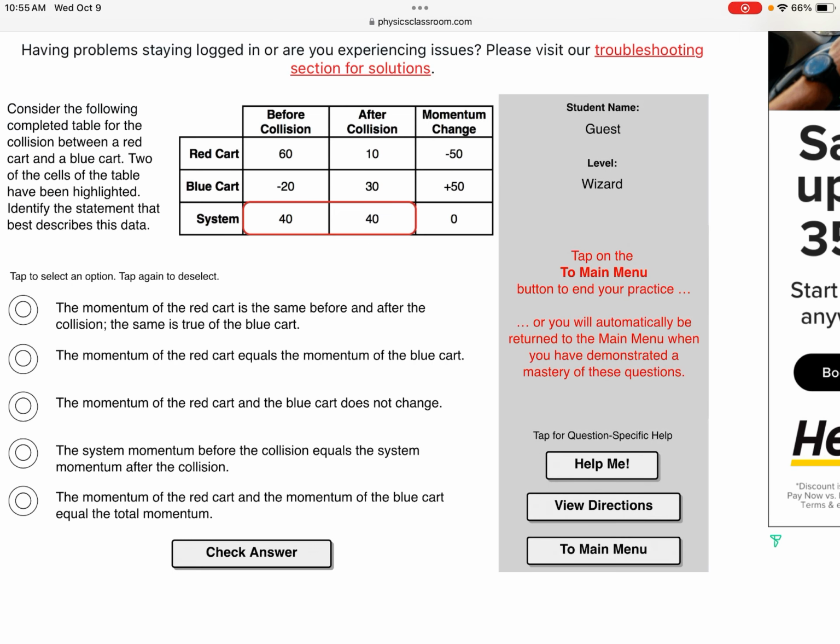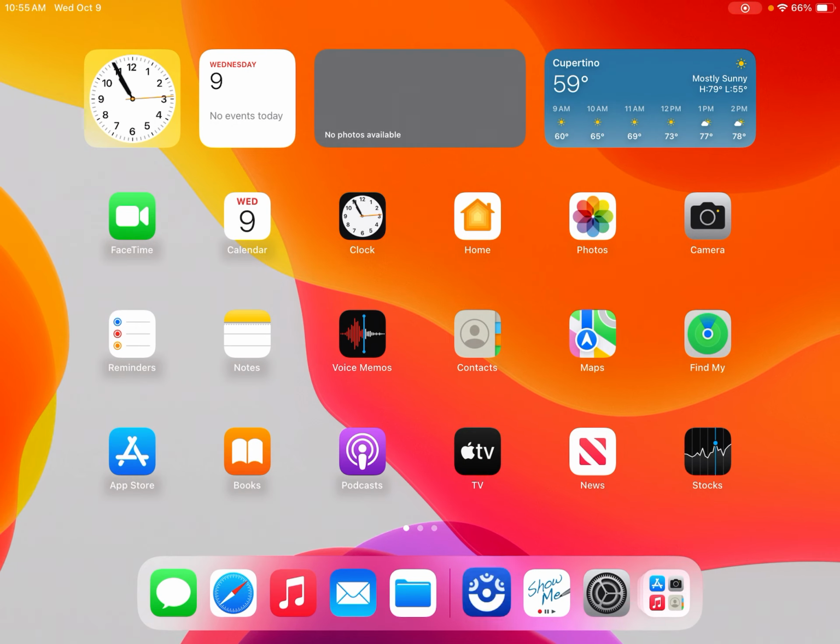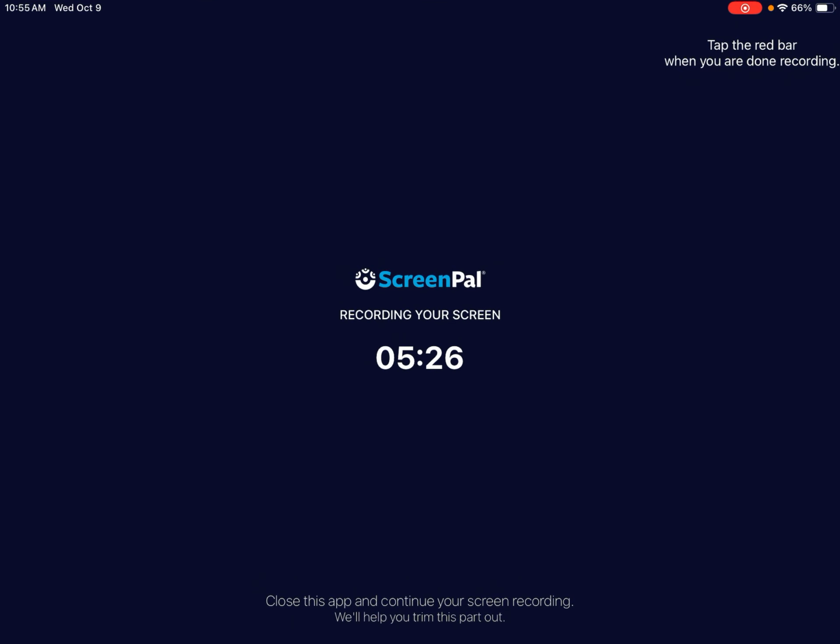So you've got to do all three levels, and it's 1 point for the first level, 2 points for the second, and 3 points for the third. This is going to be due Saturday night.